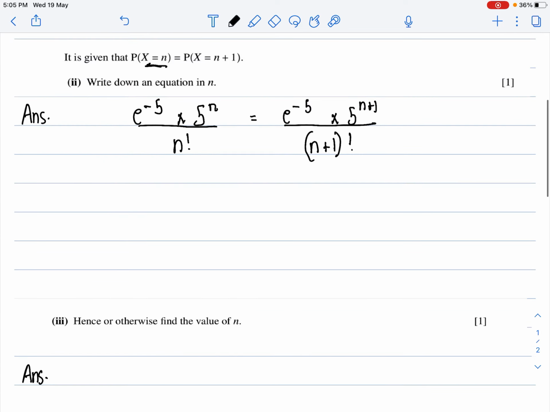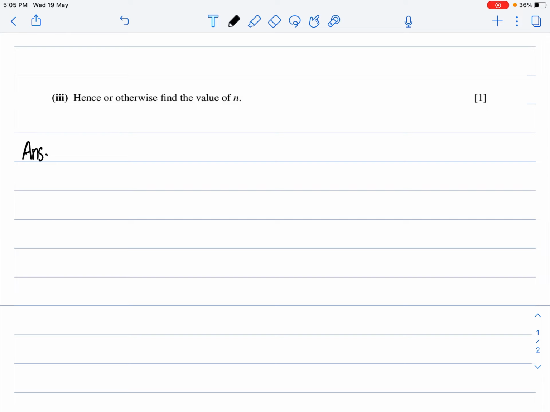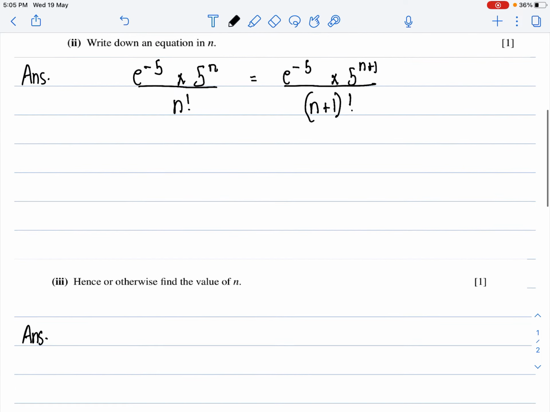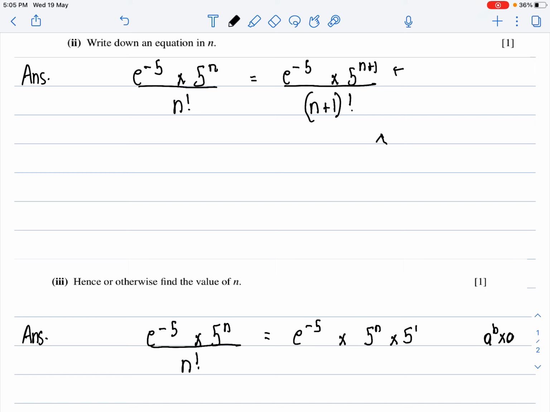So now I've written an equation, hence or otherwise find the value of n. I can write the same equation as e raised to minus 5 into 5 raised to n over n factorial, which is equal to e raised to minus 5 into, I can write 5 raised to n plus 1 as 5 raised to n, correct, into 5 raised to 1, because in basic indices a raised to b into a raised to c can be written as a raised to b plus c, correct.